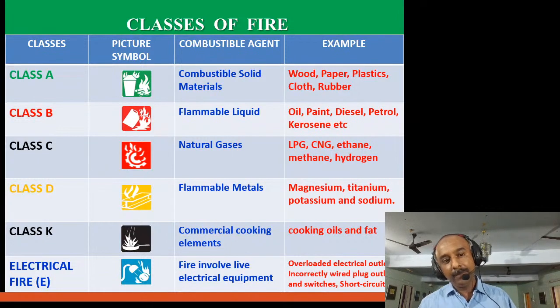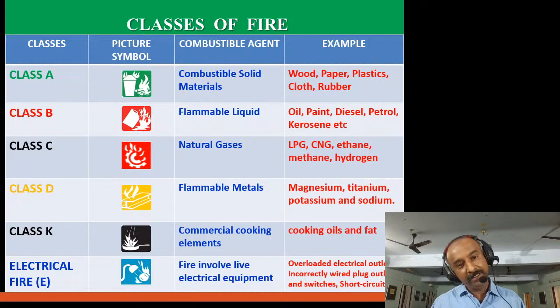This classification is based on the Indian standards. The classes may vary according to different standards. What is a Class A fire? A Class A fire involves combustible solid materials, such as wood, paper, plastics, cloth, and rubber. So a fire that starts in combustible solid material is called a Class A fire.